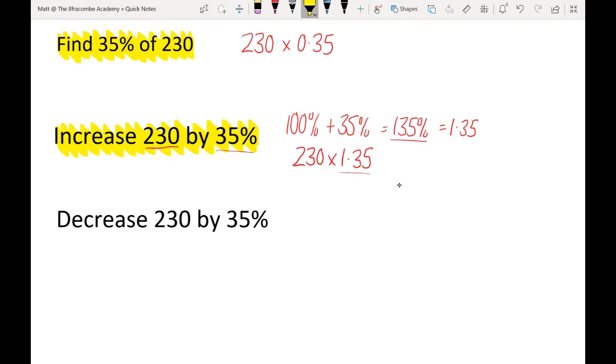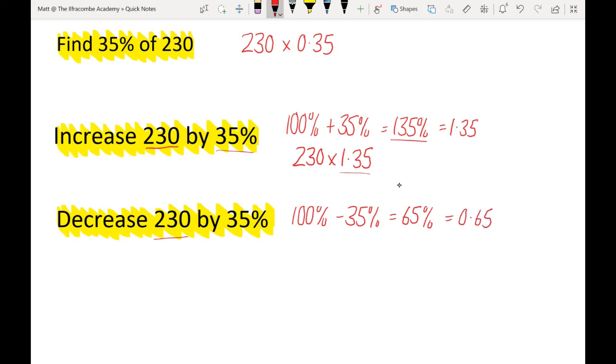But what about decreasing? What if I want to decrease by 35%? Well, it's very similar, but a little bit fiddly. Again, 230, that's my 100%. And this time I want to take away 35%. I'm going to end up with less than I started with. This is a decrease. And 100 take away 35 is 65. Now the decimal equivalent of 65% is 0.65. And so the sum I need to do here is 230 multiplied by 0.65.